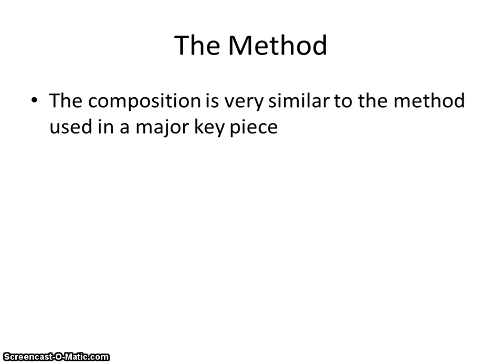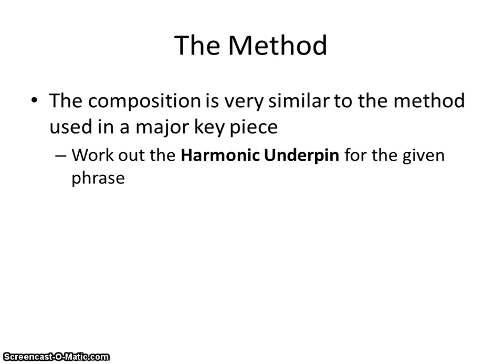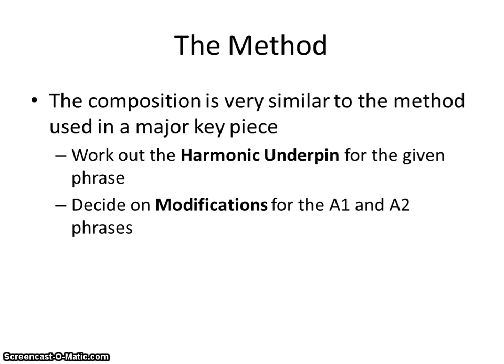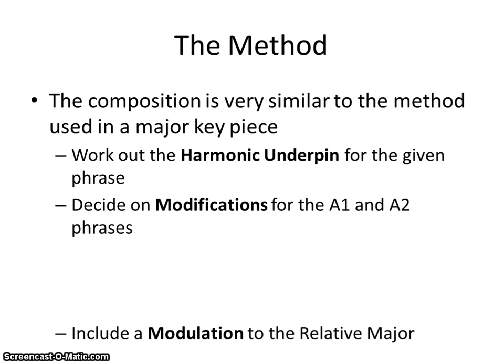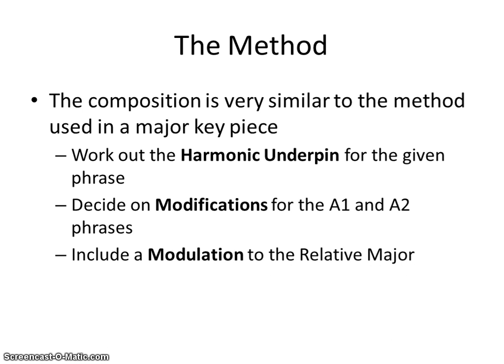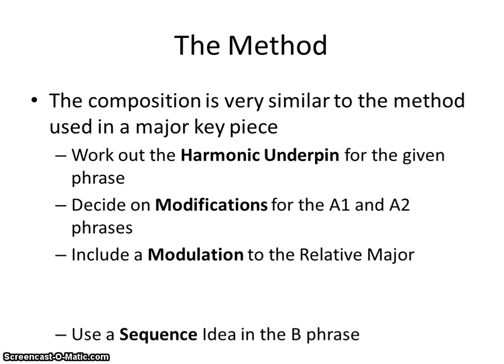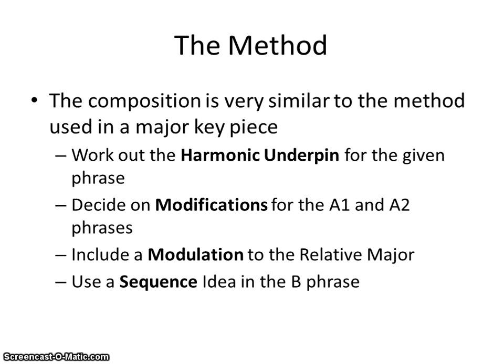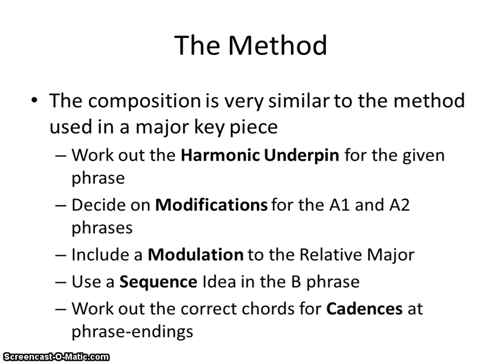So first of all, the composition is very similar to the method used in a major key piece. Work out the harmonic underpinning for the given phrase. Decide on modifications for the A1 and A2 phrases. Include a modulation to the relative major at the end of the A1 phrase. Use a sequence idea in the B phrase. And work out the correct chords for cadences at the phrase endings.